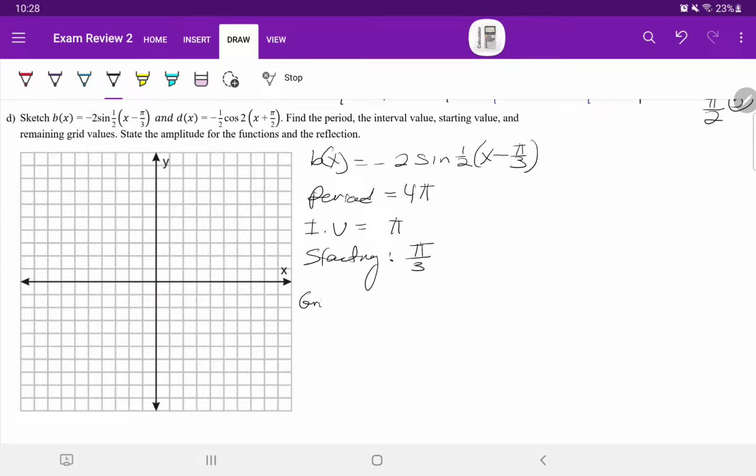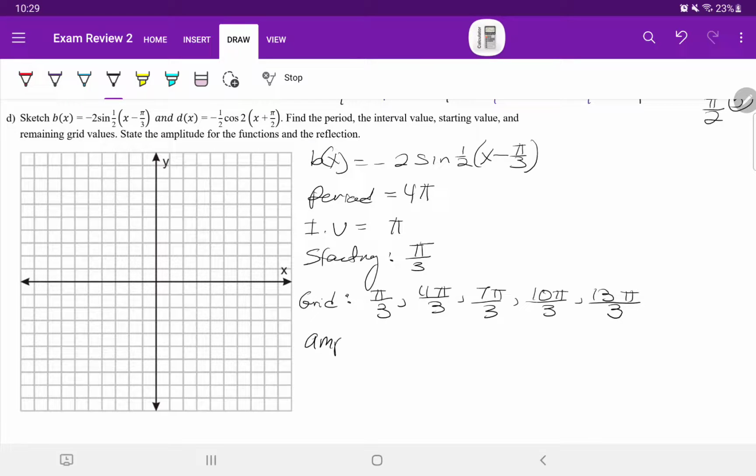My grid values are going to be positive pi over 3, 4 pi over 3, 7 pi over 3, 10 pi over 3, 13 pi over 3.